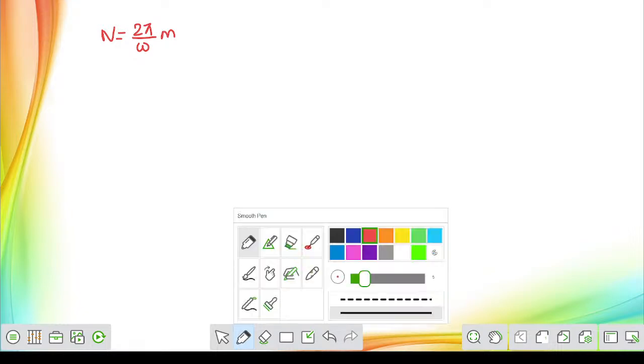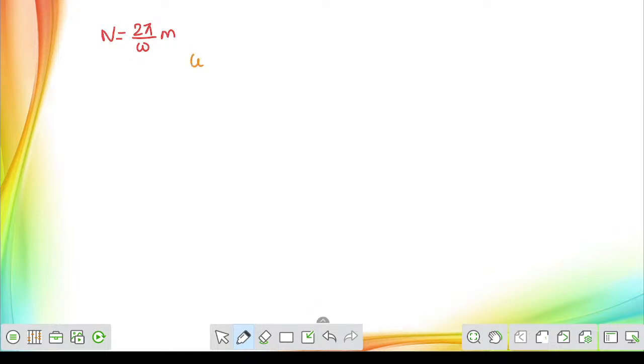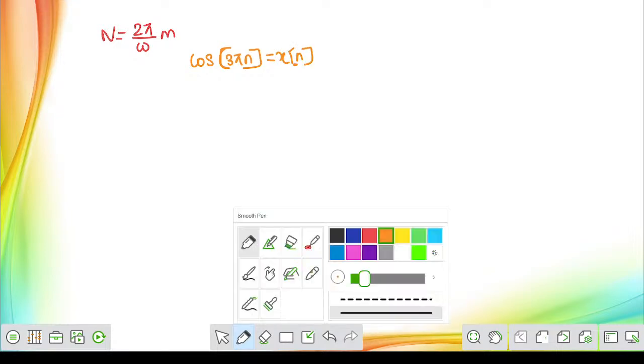For an example, it is given: if you are considering any signal, let us take cosine of 3 pi n as the signal given in discrete domain. And you are requested to calculate the fundamental time period of the given signal. How will you calculate, sir?